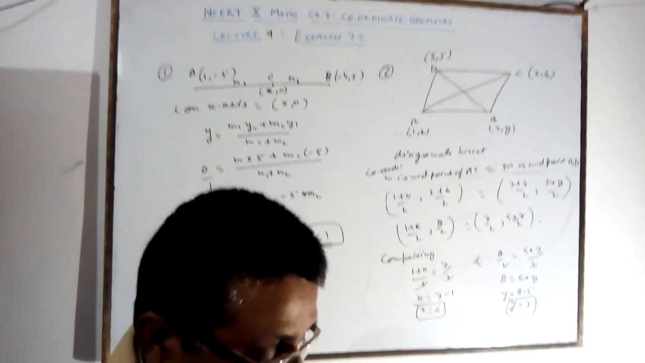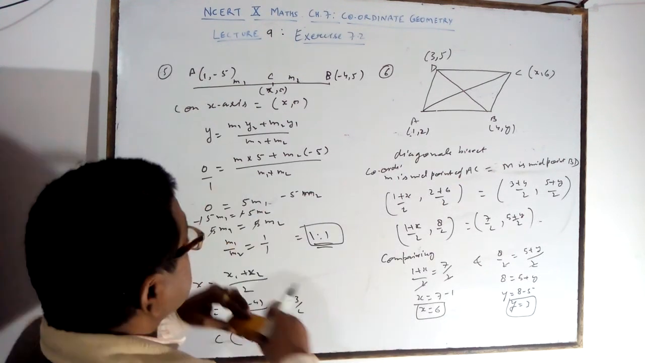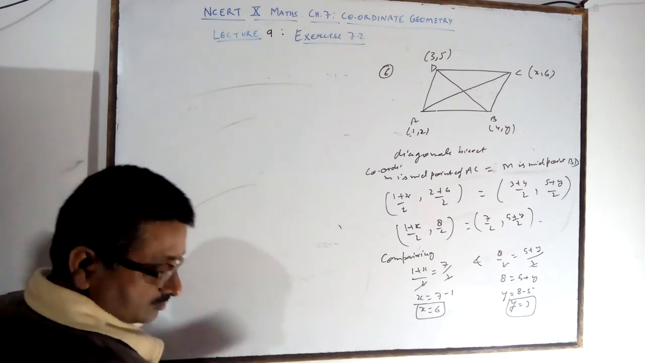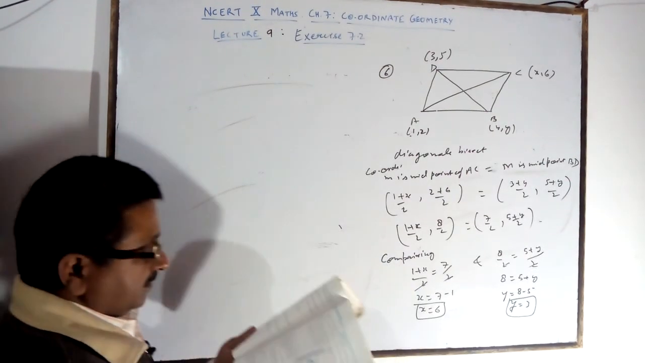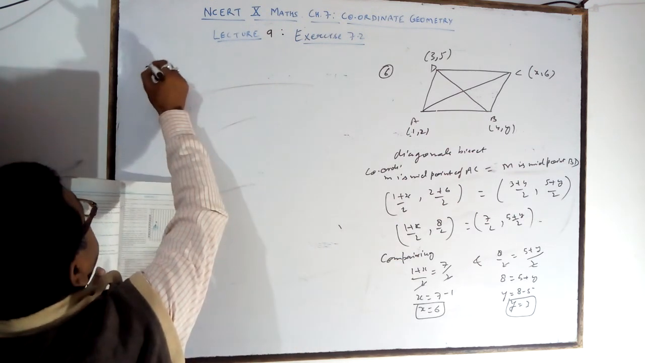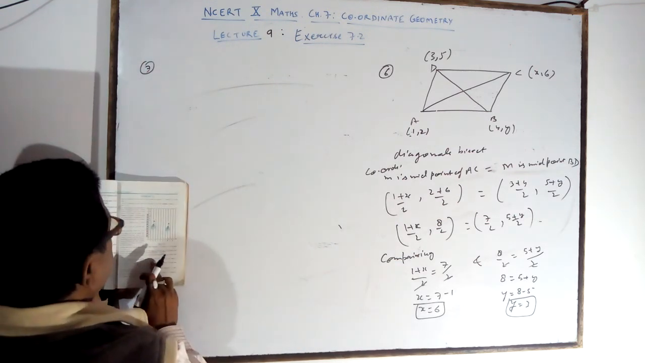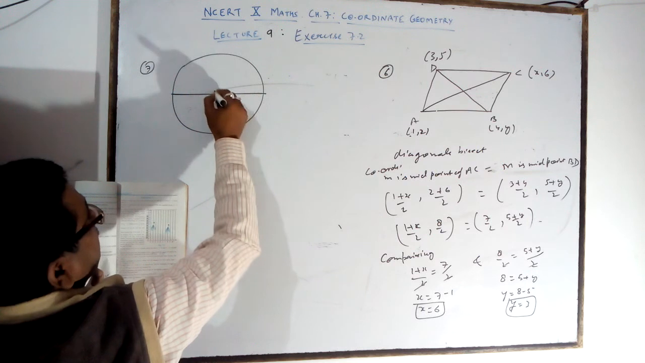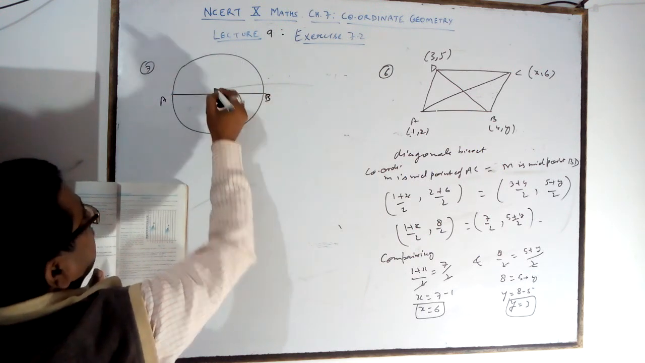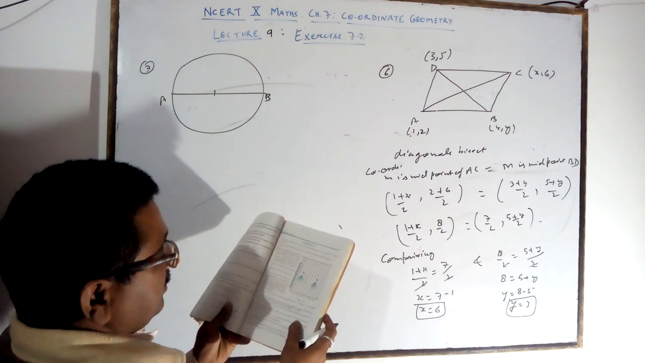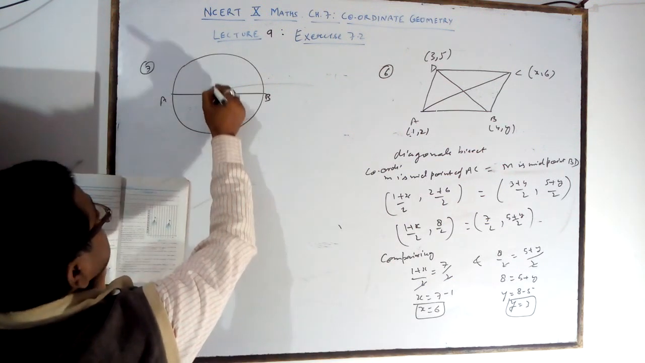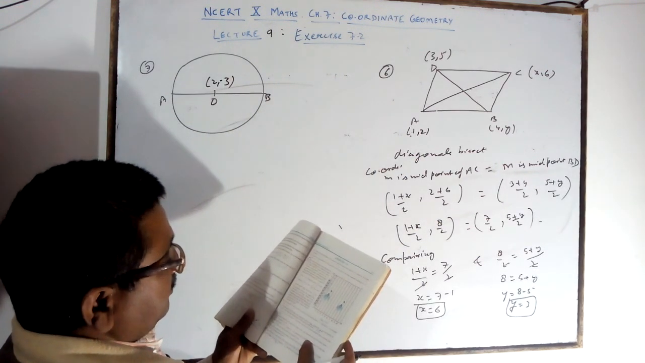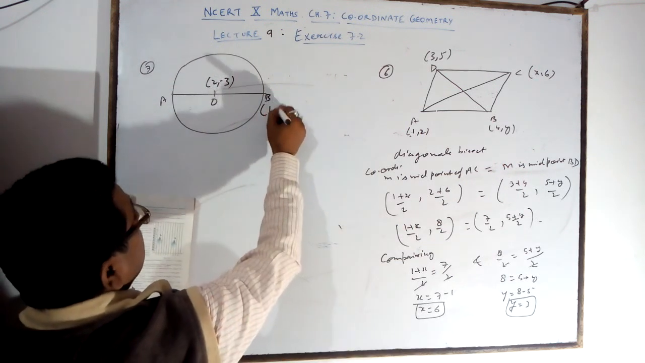Next, question number 7. Find the coordinate of point A where AB is the diameter of a circle. At once, draw the figure. AB is a diameter of a circle whose center is (2, minus 3), and B is given as (1, 4).